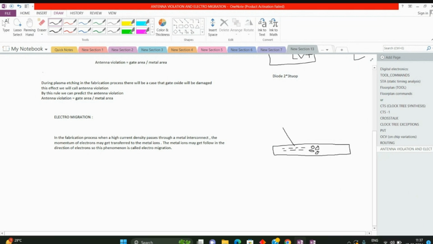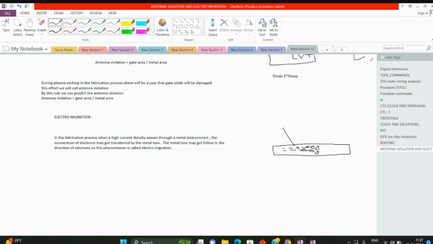The direction of the metal ions will be different, you already know, no? The electrons' direction will be different. Like forward bias and reverse bias, the electron flow will be like this and like this. So what is happening? The metal ions may get follow in the direction of the electrons. So metal ions also get transferred in the electron direction. Even I don't know, we don't check how the electrons are forming and all. We can't check in the tool. This is the theory concept. Like this, it may happen in the fabrication stage.